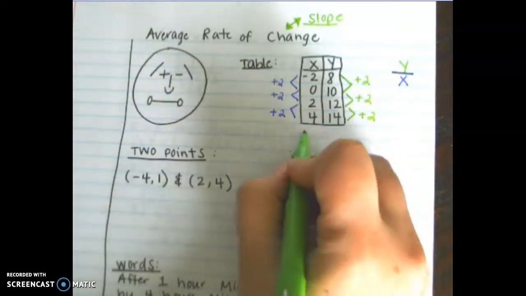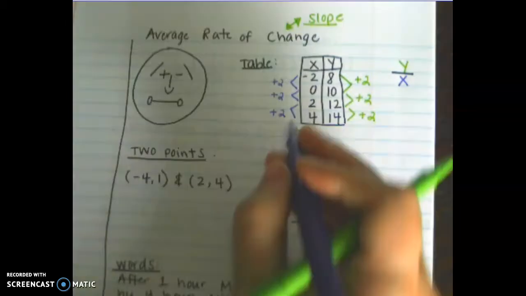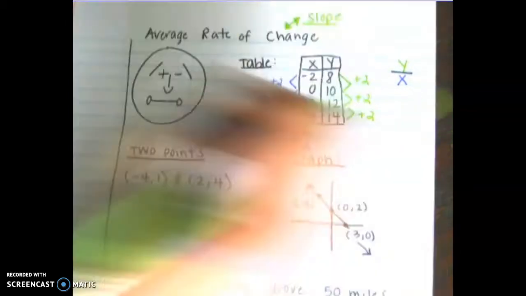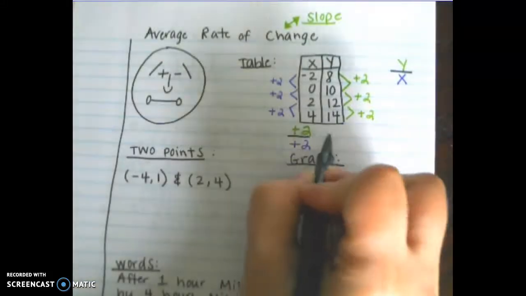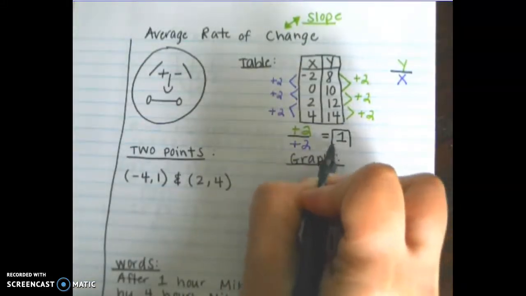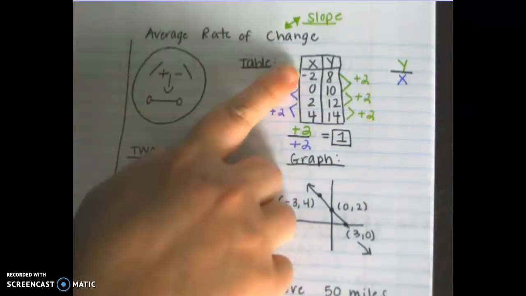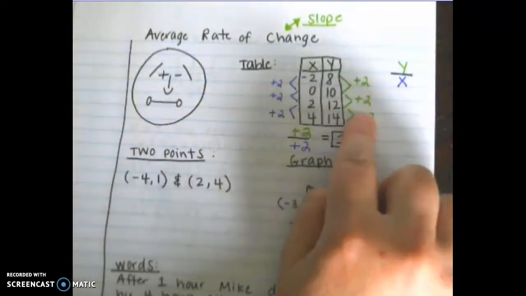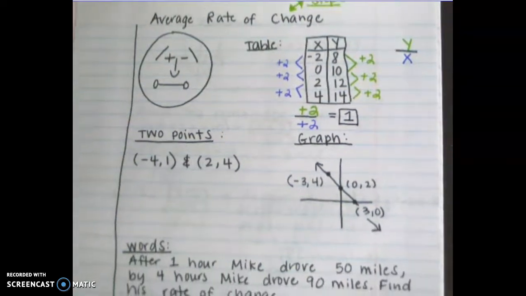So I'm going to take my y change, which is up 2, divide that by my x change, which was also up 2. And I'm going to simplify. 2 divided by 2 is 1. So that's the rate of change of this table, 1. And you notice for this example, I didn't tell you which 2 points to use, because if it was the same pattern for all the x's, and it's the same pattern for all the y's, then it wouldn't matter which 2 points you used, you get the same answer.